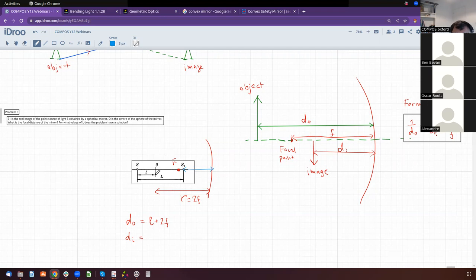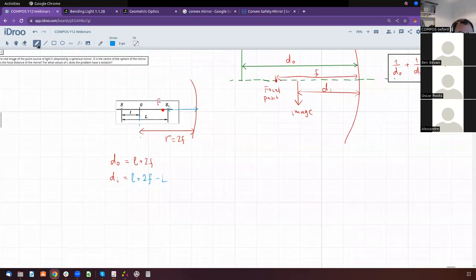Well, this is R, this is 2F. L plus 2F minus L. Very good. Yes, that is small l plus 2F minus capital L. Well done. And the focal distance is F. All right, so we use the formula.